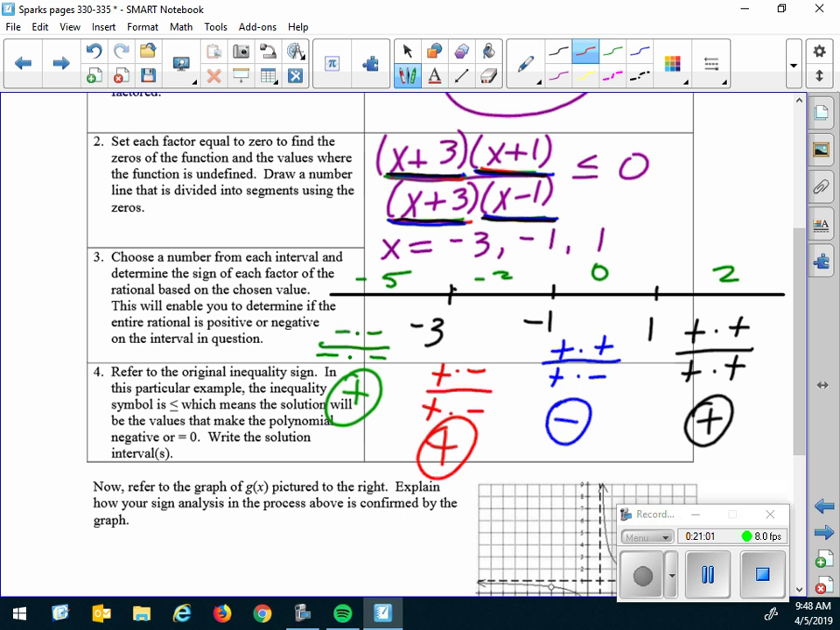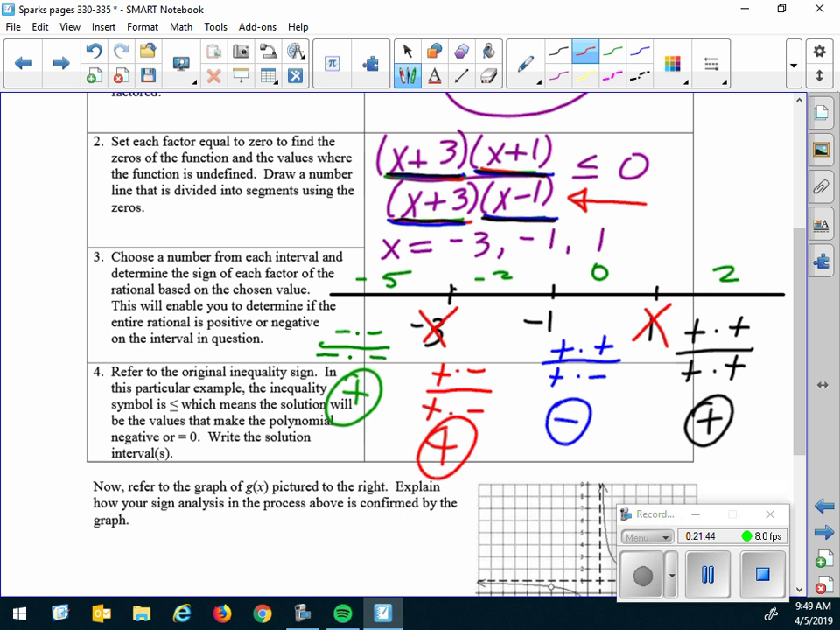Now, my next question to you is, are all of those numbers, -3, -1, and 1, allowed? Do any of those numbers make the denominator 0? Because if they do, I can't use them because they make the fraction undefined. So I can't use -3, right? And I can't use 1. So I'm going to mark that here to remind me that I cannot have those numbers as part of an answer because they make the fraction undefined.